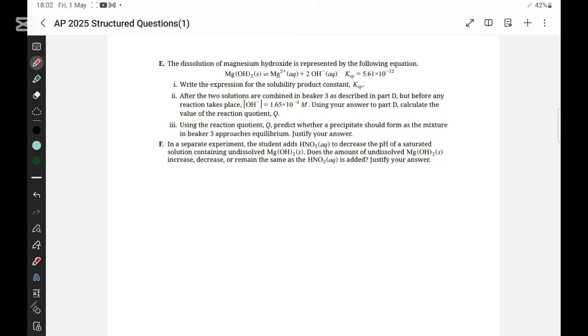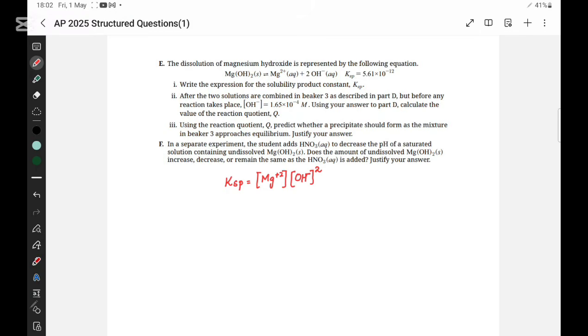So for the next question, the dissolution of magnesium hydroxide is represented by the following equation. Write the expression for the solubility product constant Ksp. Ksp is the solubility product, and from the equation we choose the products only. The products are Mg plus 2, and hydroxide, and we have 2 moles of hydroxide, so I'm going to put 2 at the top as the exponent.